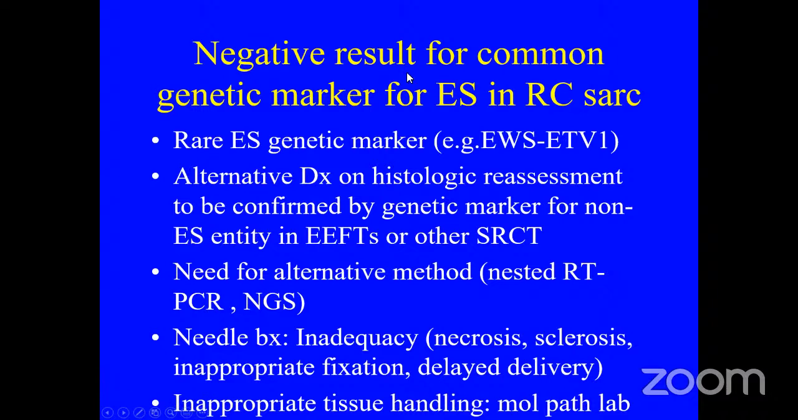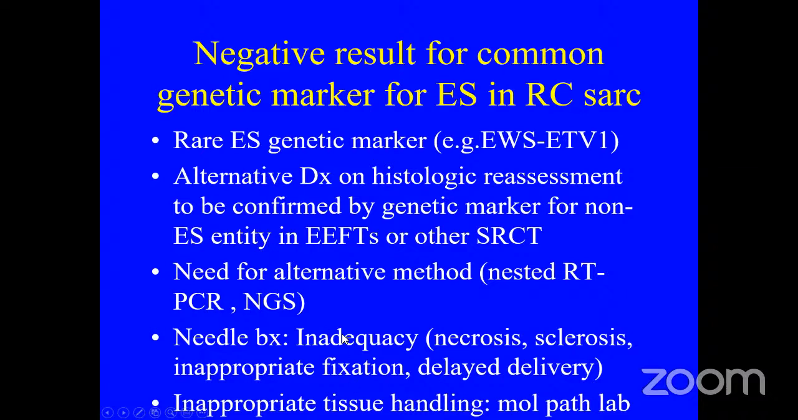That is, you get a negative result for a common genetic marker in Ewing sarcoma, and you don't stop there. You do think of rare genetic markers for Ewing sarcoma, or you think of an alternative diagnosis on histologic assessment to be confirmed by a genetic marker for non-ES. Your histologic assessment may not be appropriate, and you may actually be dealing with a non-ES rather than an ES in this type of situation. Although you should have confidence in your histologic assessment, you should go for the alternative method to demonstrate the rare genetic markers in Ewing sarcoma.